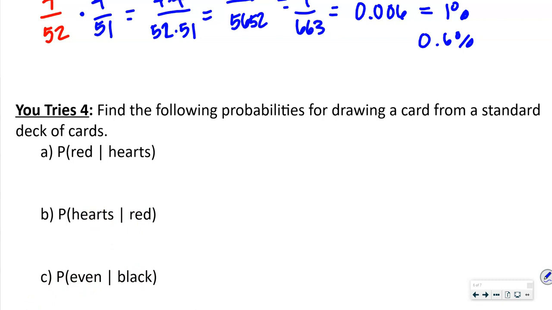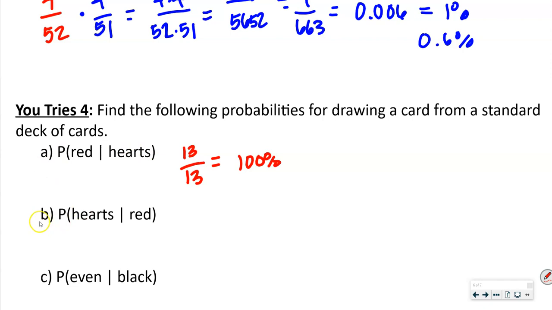So right, on this next one, it says, so if I look at the number of hearts that are in a deck, that is 13, right? So 13 hearts in a deck, and how many of those are red? All of them, right? So that's 13 out of 13, so that would be 100%. So once again, don't overthink this, okay?